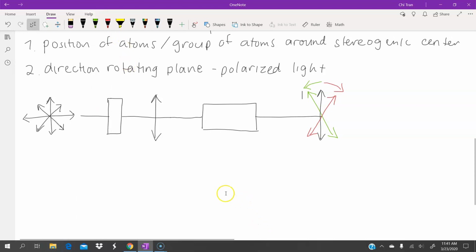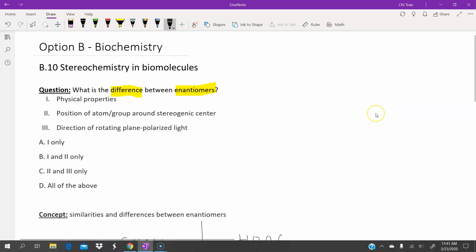So if we were to go back to our question, we're looking for the differences between enantiomers. So first one is physical property. We know that is a similarity, so we can cross that out. The second one is position of atoms or groups around the stereogenic center, which is indeed a difference. And lastly, direction of rotating plane polarized light is also a difference. So our final answer is C.